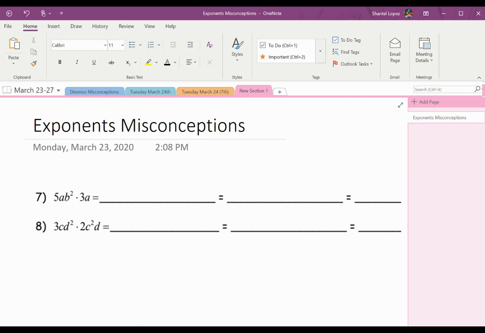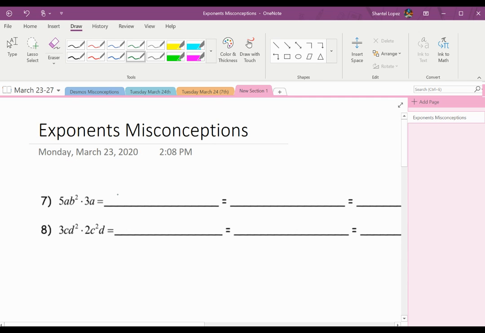A lot of you guys wrote this: 5 times A times B times 5 times A times B times 3 times A. Or I saw that some of you wrote this: 5 times A times B times A times B times 3A. And both of these are actually wrong. The reason this is wrong is because this exponent of 2 is only attached to that B.